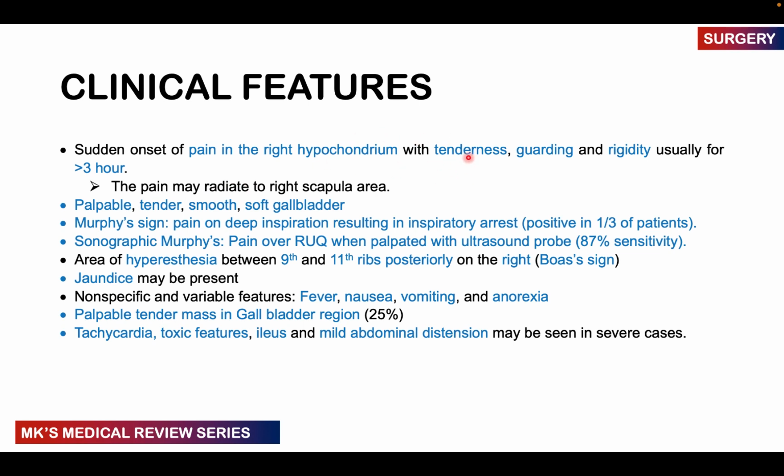There's going to be some tenderness, guarding, and rigidity. It's usually for more than 3 hours, and the pain tends to radiate to the right scapula. Remember, when you're doing the abdominal examination, you may get a palpable, tender, smooth, soft gallbladder, and you may get a Murphy sign. Remember, Murphy sign is simply pain on deep inspiration that results in inspiratory arrest.